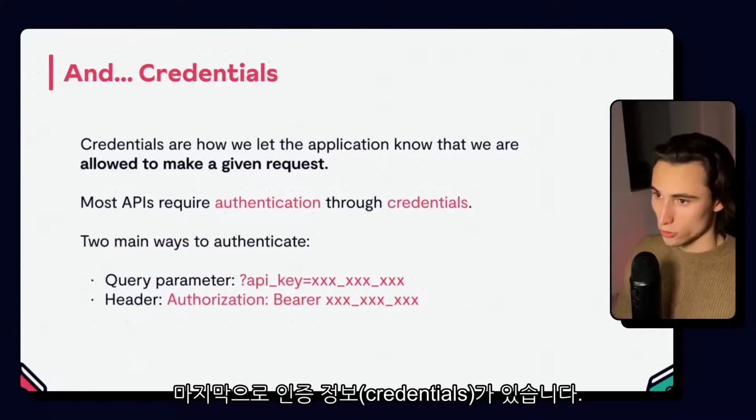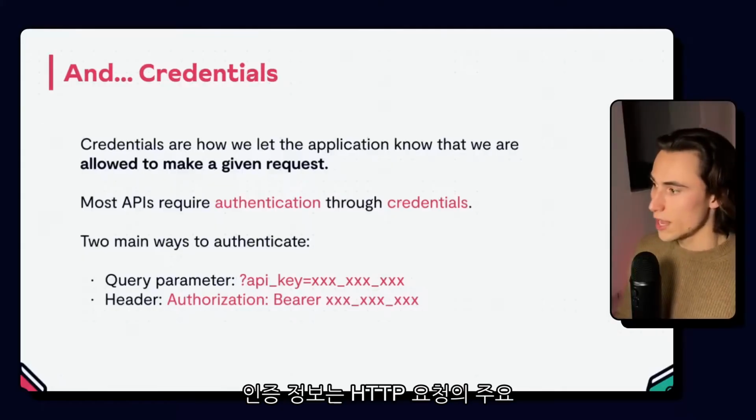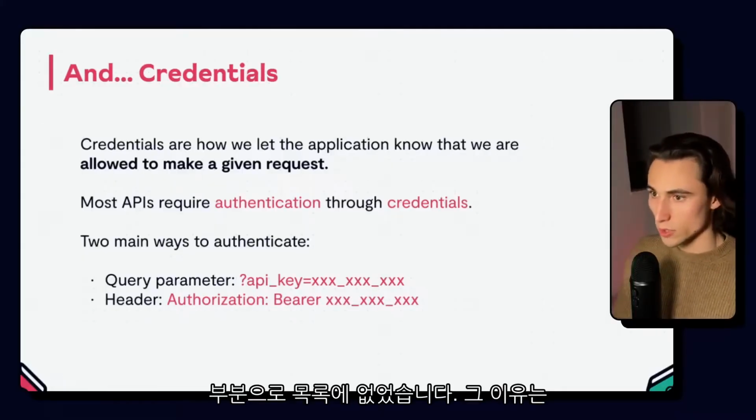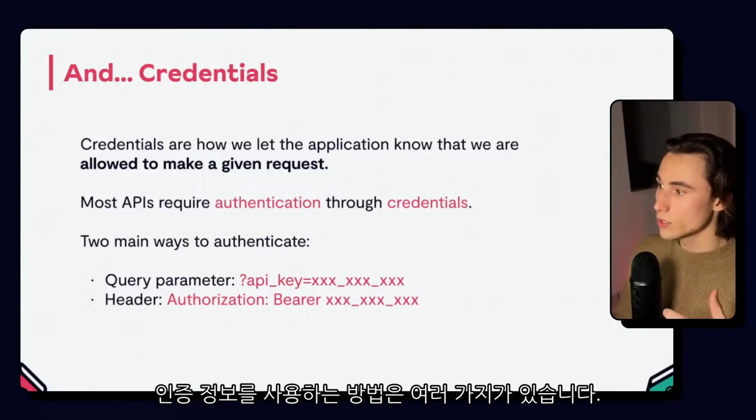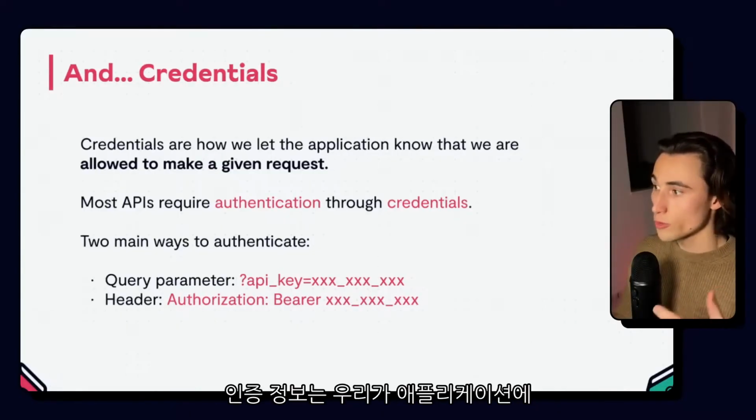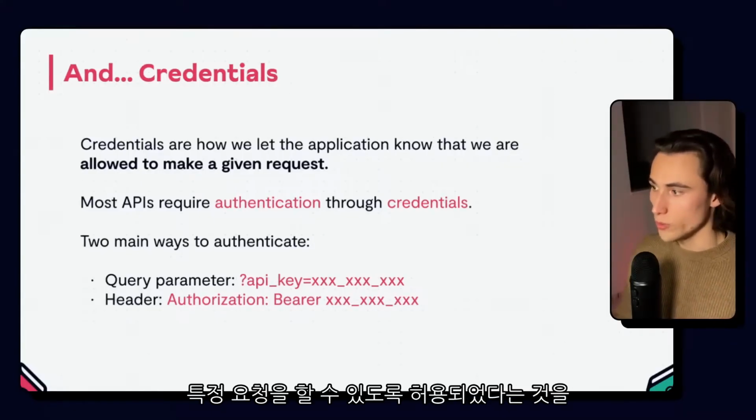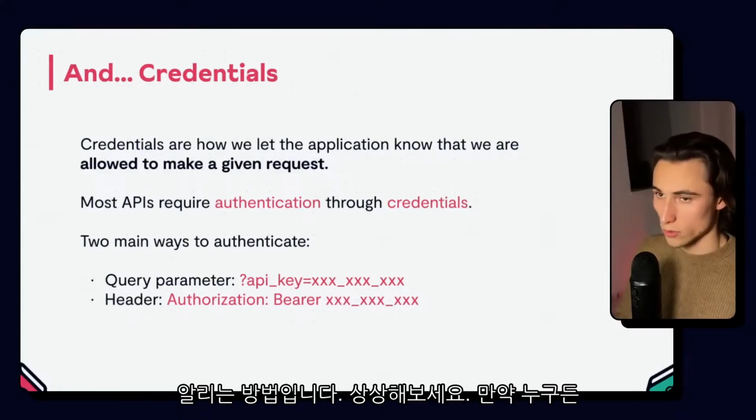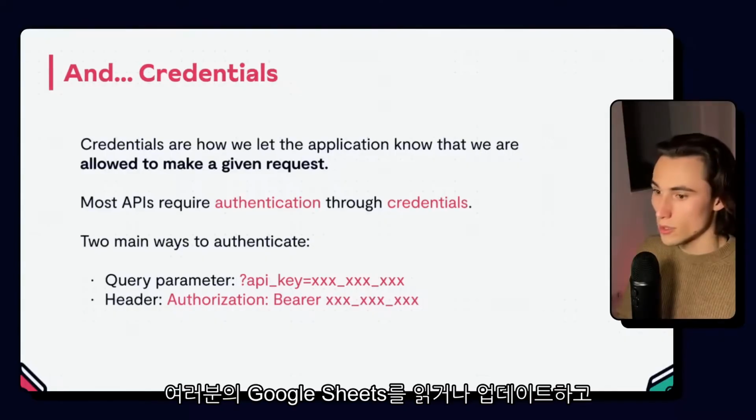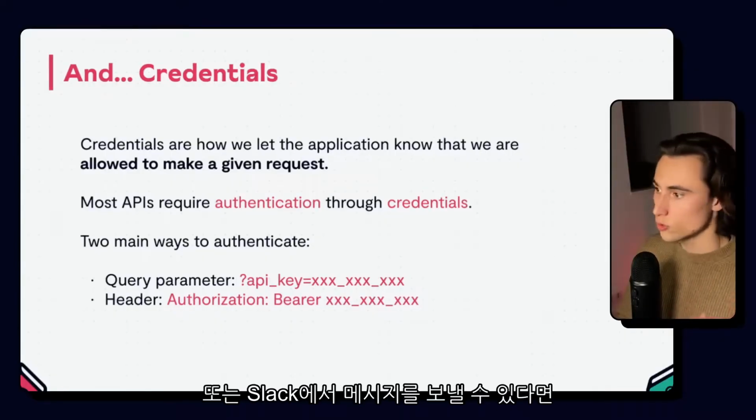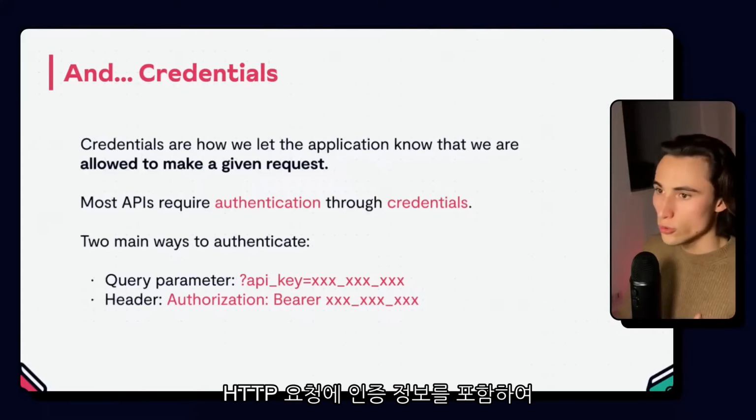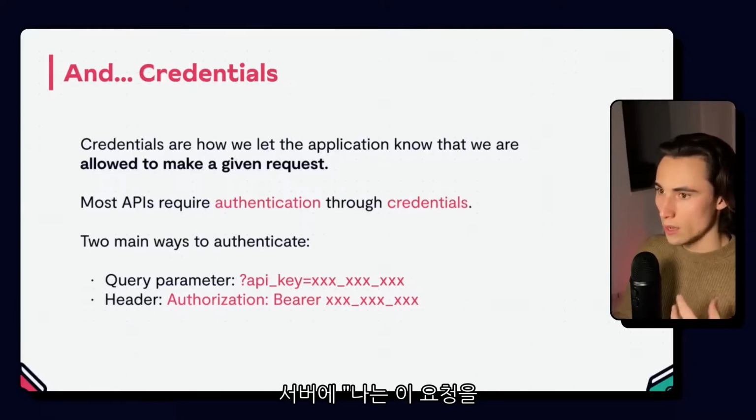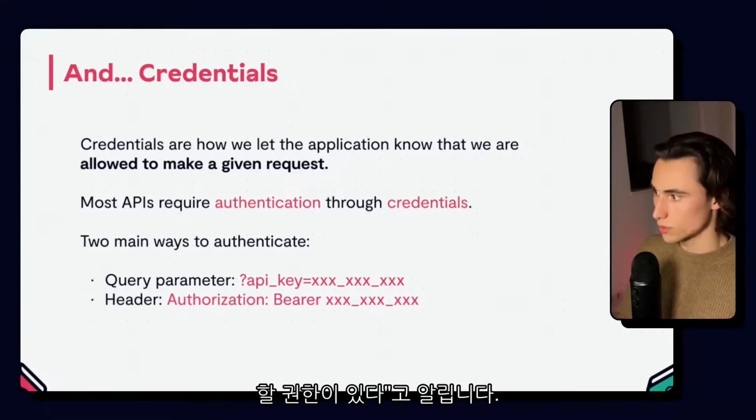Finally, we have credentials. So the credential wasn't listed as a main part of the HTTP request because it isn't a part on its own. There are many different ways to use credentials. A credential is how we let the application know that we are allowed to make a given request. As you can imagine, if anyone could read your Google Sheets or update your Google Sheets or send messages on Slack, that would be very dangerous. So we include credentials in our HTTP requests to indicate to the server, I am authorized to make this request.